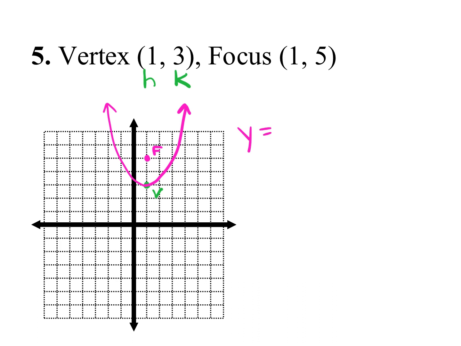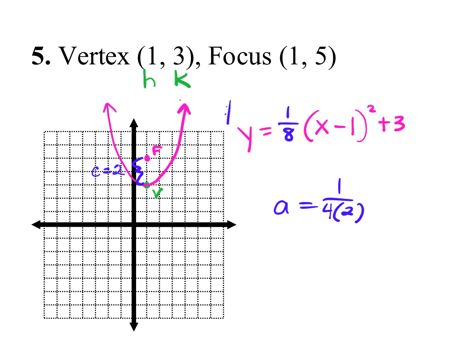We don't know a yet, but it's going to be x minus what? The 1, your h value, squared, plus or minus? Plus your 3. Okay, we've got to figure out what a is. So 1 over 4 times your c value. What is your c value? 2. This is your c. So 4 times 2, that is 1/8, and that will be your equation.